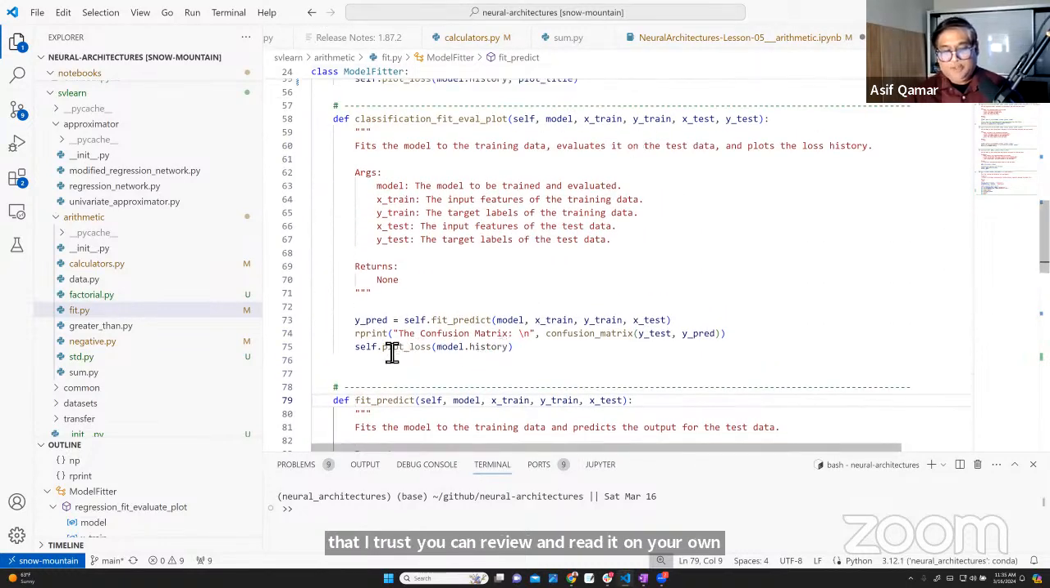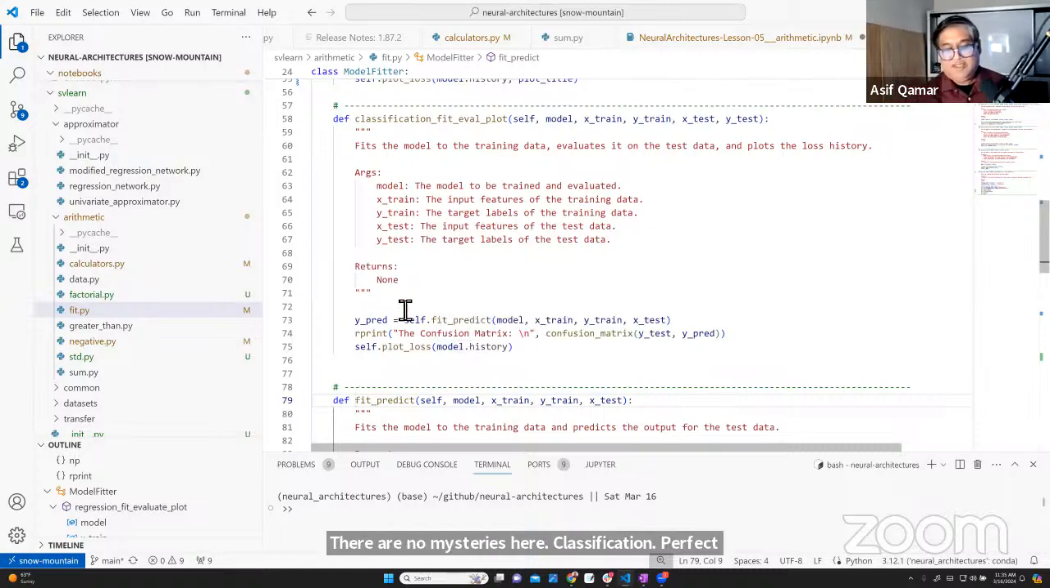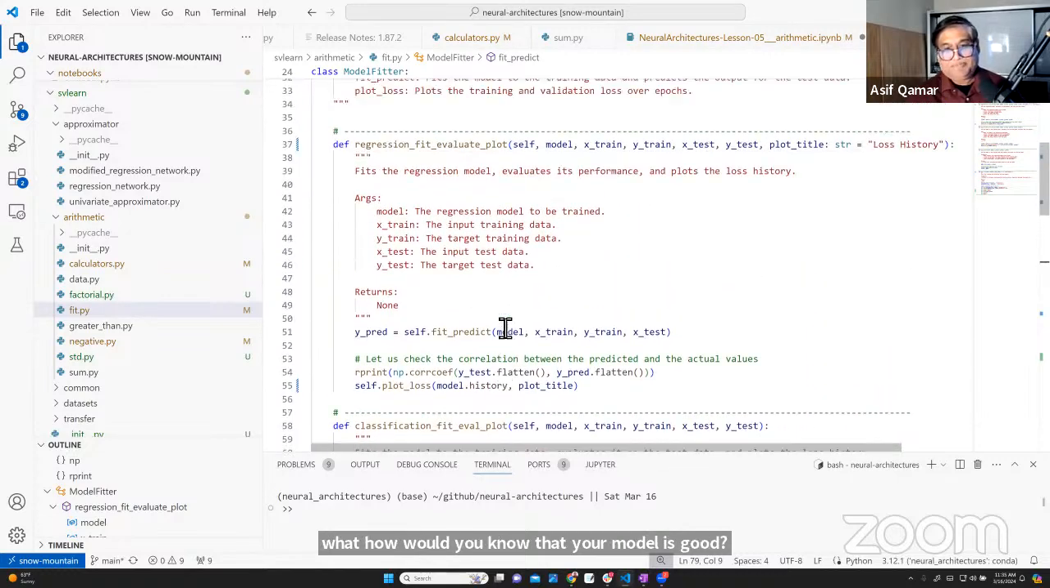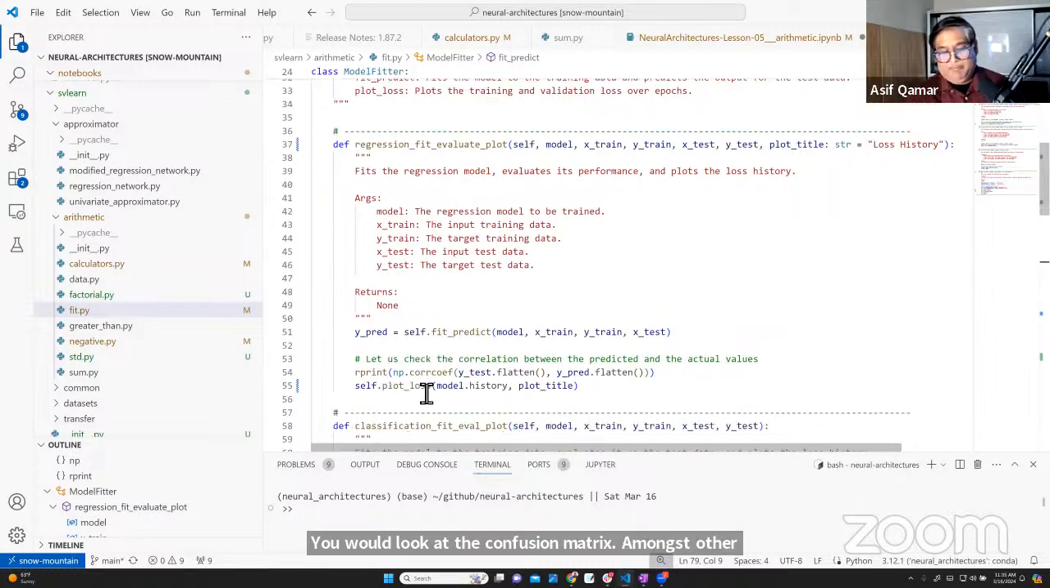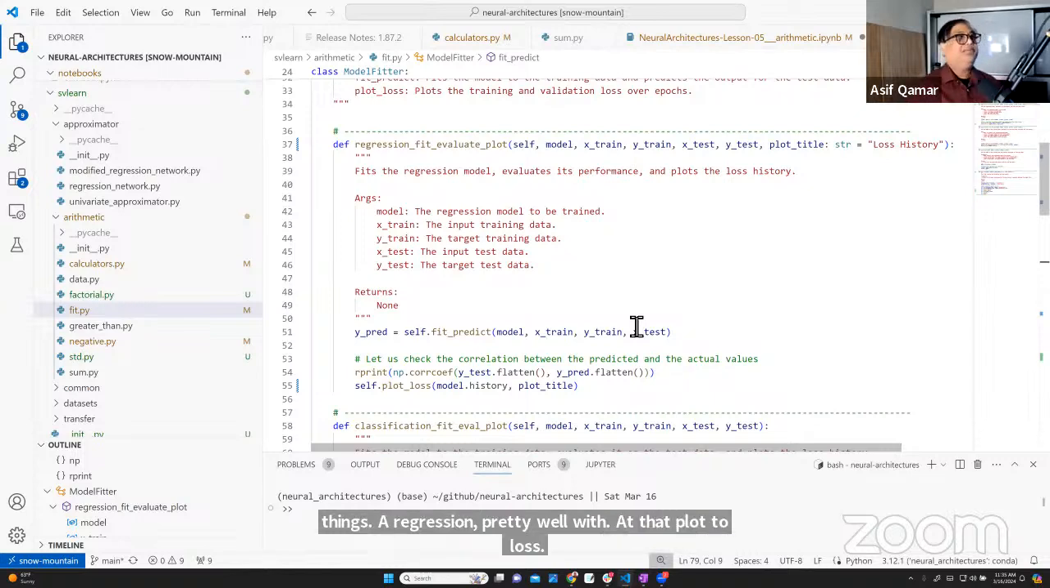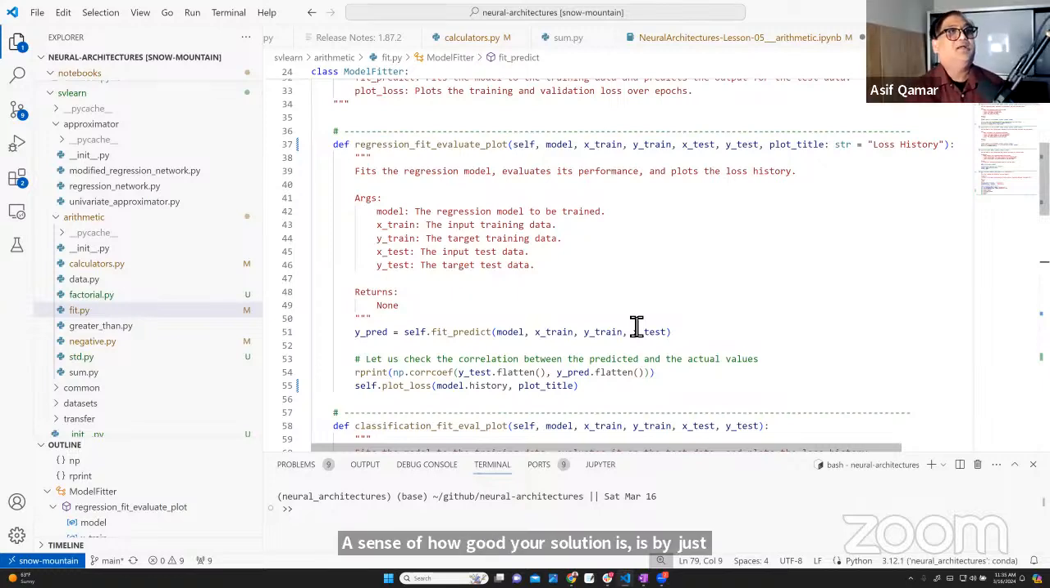Classification, fit again, predict. What is the metric you would use to know that your model is good? You would look at the confusion matrix, amongst other things. Regression, fit, evaluate, and then plot the loss. Now, here's the thing. If you're using a regression problem, one easy way to get a sense of how good your solution is, quick and dirty, even if your loss has flattened out, as a sanity check, is to just see the correlation between prediction and reality. Y and Y hat, right? Basic correlation. So that's what I'm doing here.